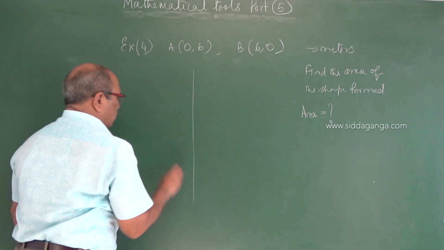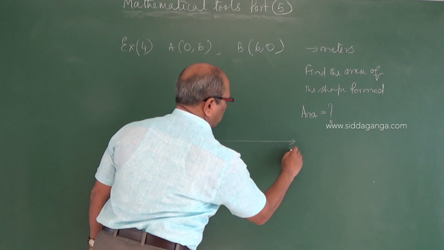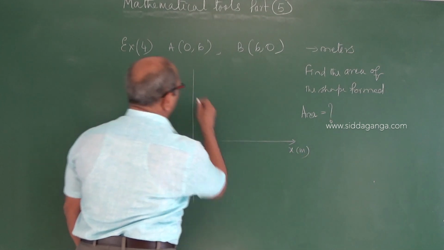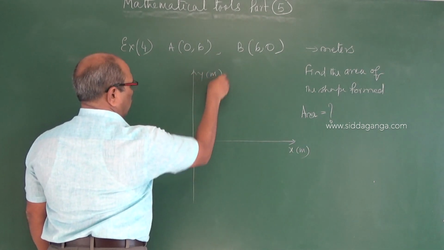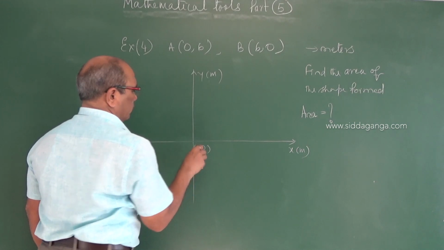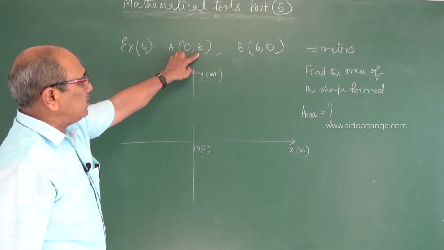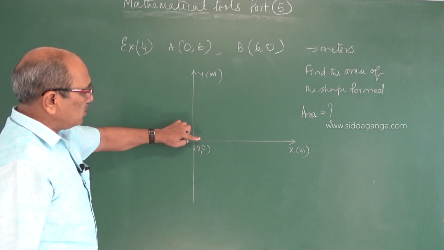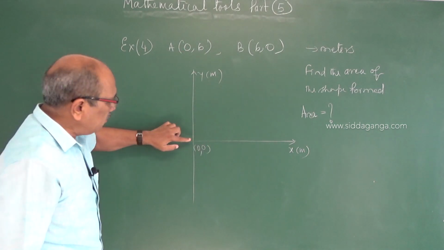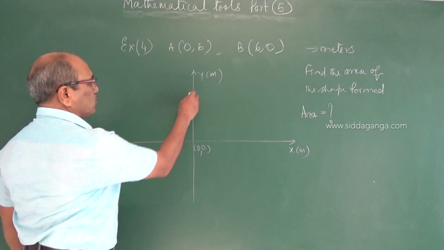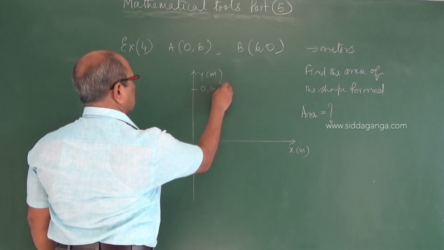So first you have to locate the position. X is in meters and Y is in meters, with the origin as (0, 0). Now A is (0, 6). X is 0, Y is 6. X is 0, so we are not moving parallel to x; we are on the Y axis only, up to 6 meters. (0, 6) is A.